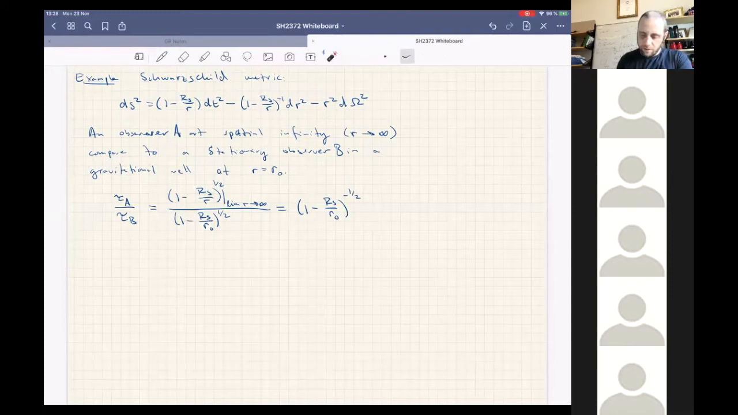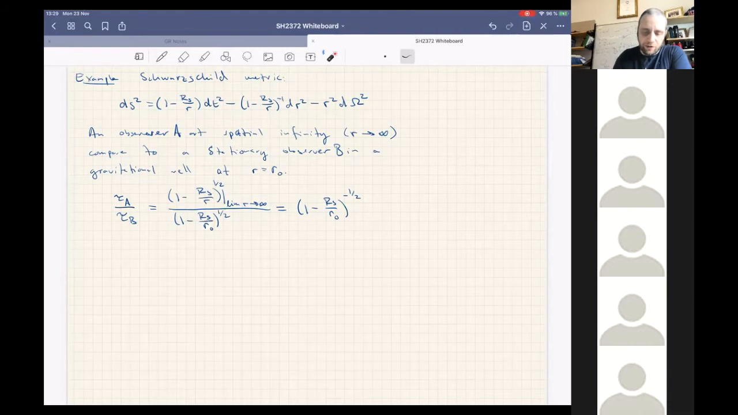So since this minus rs divided by r0 is smaller than 0, this number is going to be smaller than 1. So when we take the square root, we still get something smaller than 1. And when we take 1 divided by that, we get something that is larger than 1. So this means that a longer time is going to pass for the observer at infinity compared to the observer inside the gravity well, between the same time coordinates.